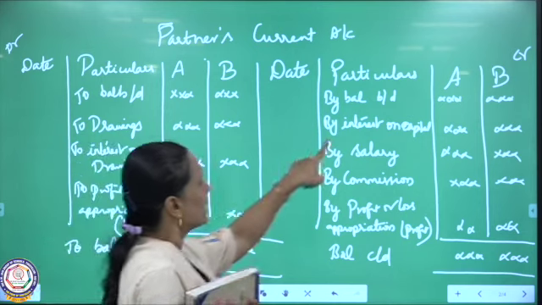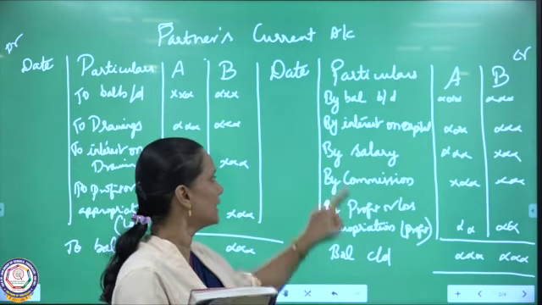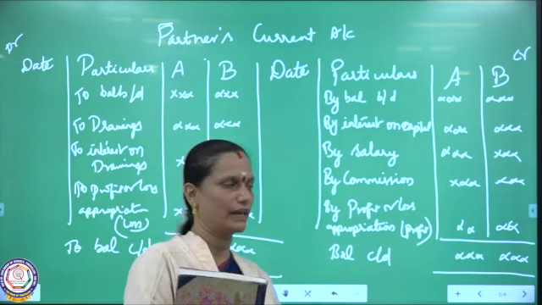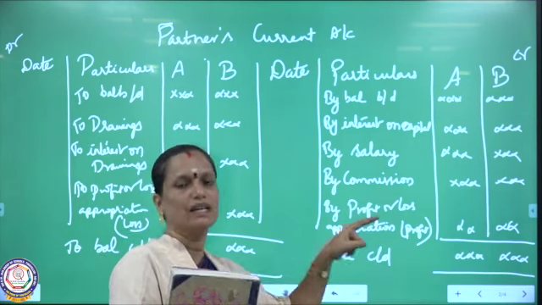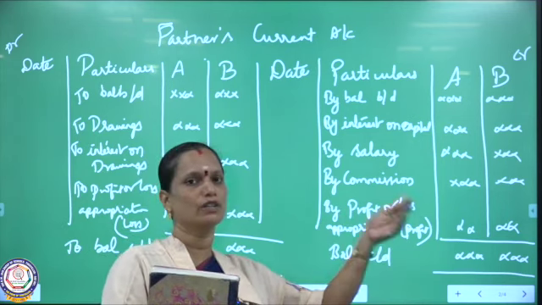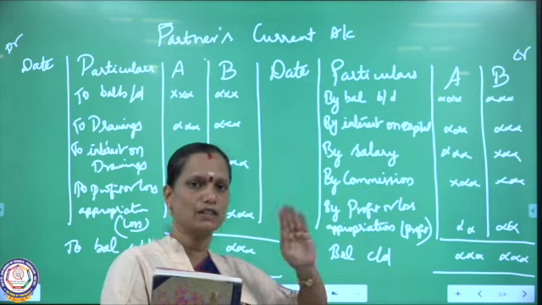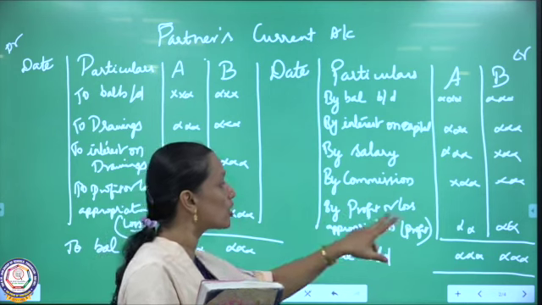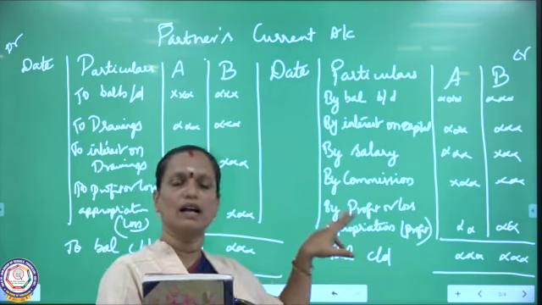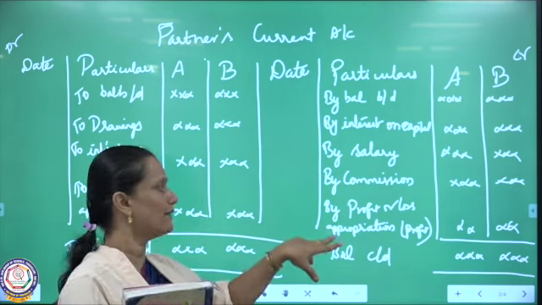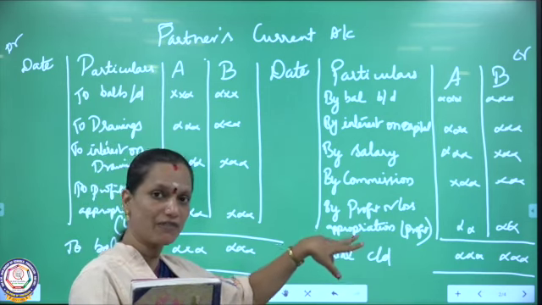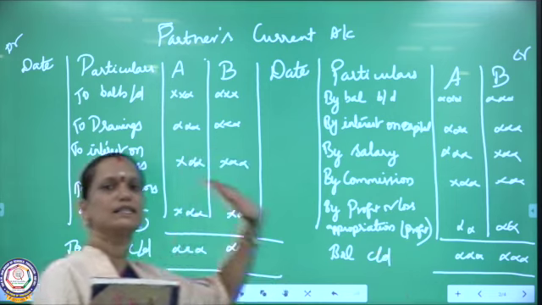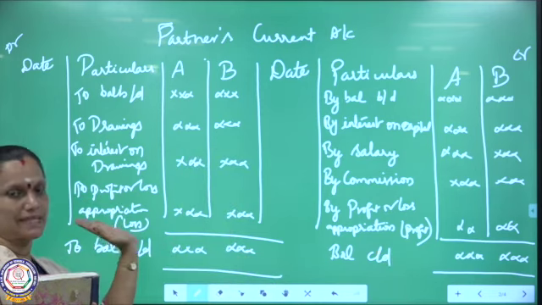See, by interest on capital, I already said, and by salary also the partner is receiving. And then commission: if he is doing something for that company, he will be getting commission, that also we are writing in the credit side. And then profit or loss appropriation, they have already given in the question itself. If we get profit, you have to write it in the credit side. If we got loss, you will be writing in the debit side, okay.